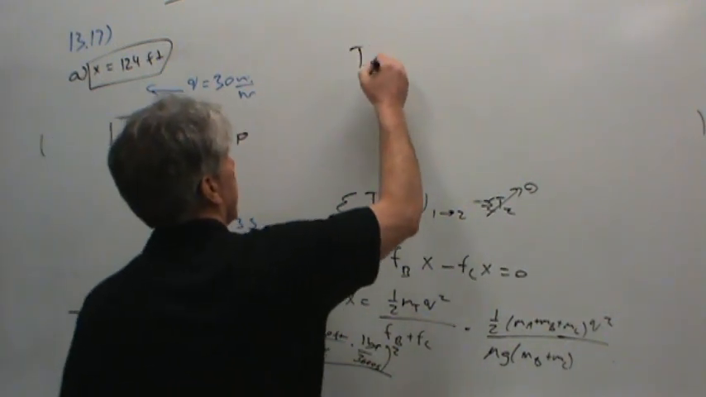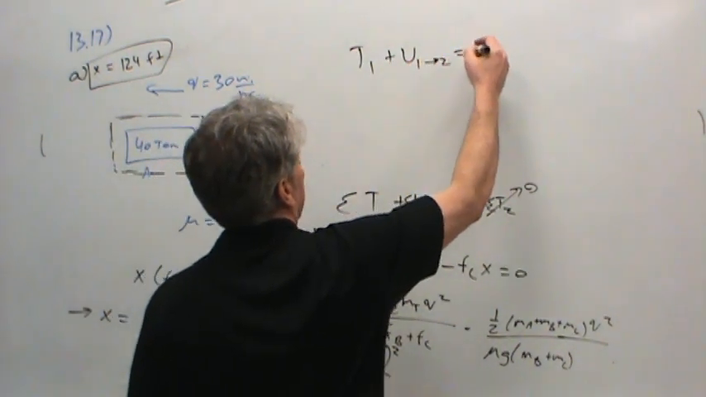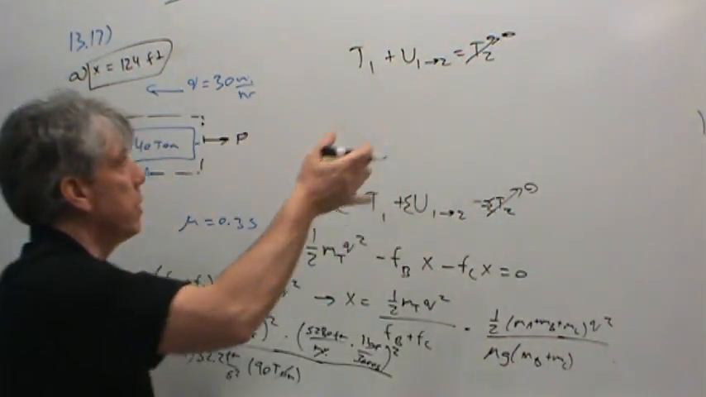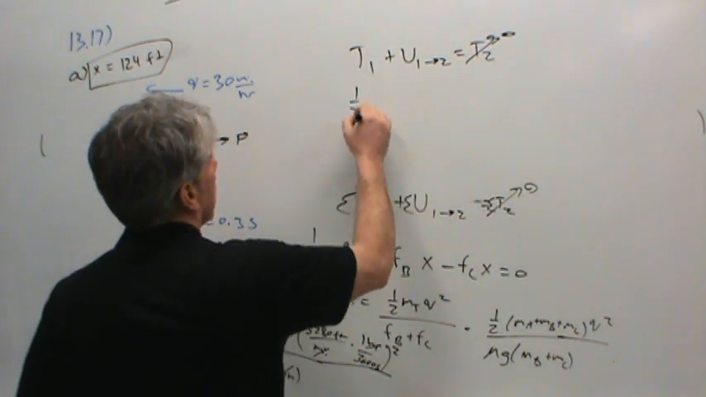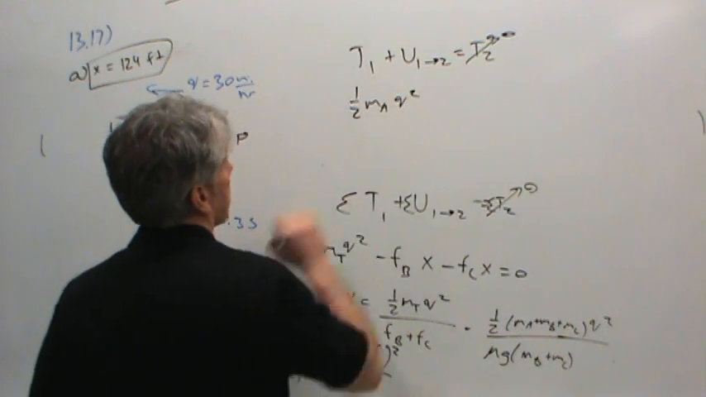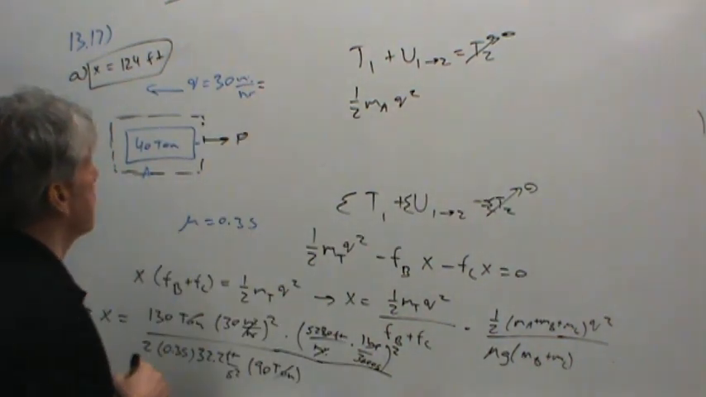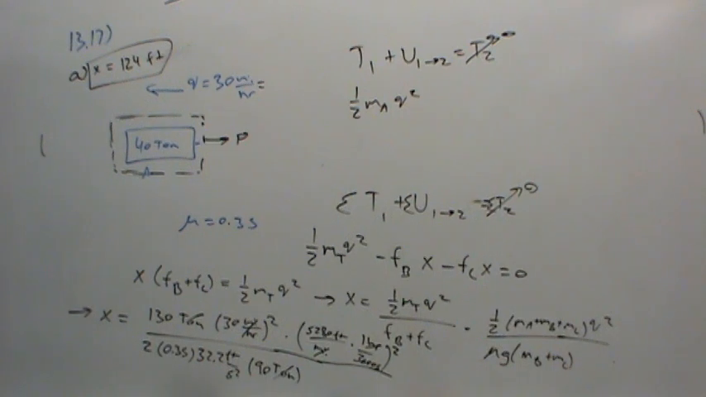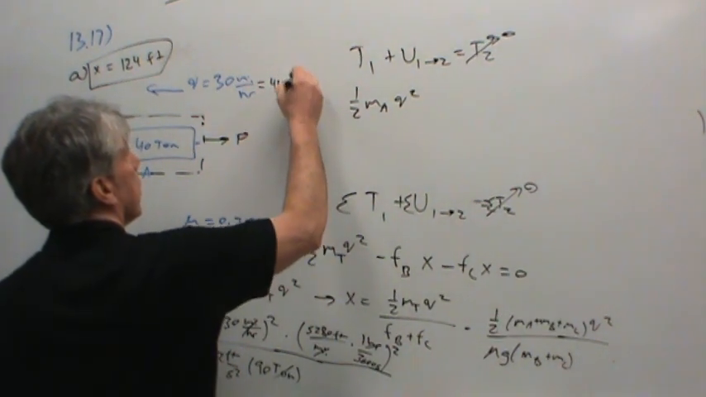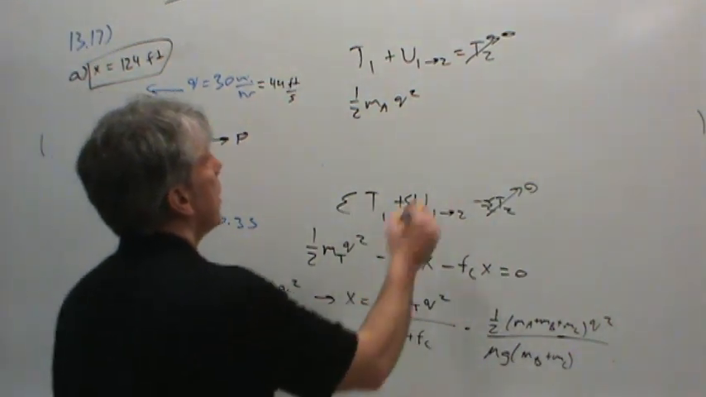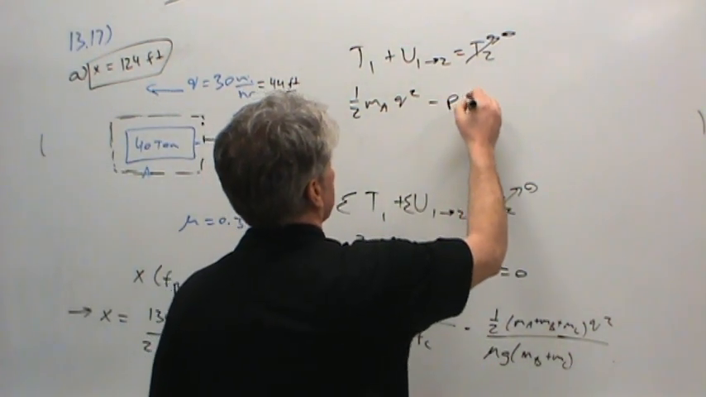So we can write the same thing again. T1 plus U1 to 2 equals T2. T2 is 0. And now I'm talking about the kinetic energy of just car A, right? So 1/2 the mass of car A times the initial velocity of car A squared. Why don't we convert this to feet per second? What is that, 30 miles an hour? What is that in feet per second? 3 times 5280 over 3600. 44, there we go. That way we can stop dealing with miles per hour. 44 feet per second, minus P times X equals 0.